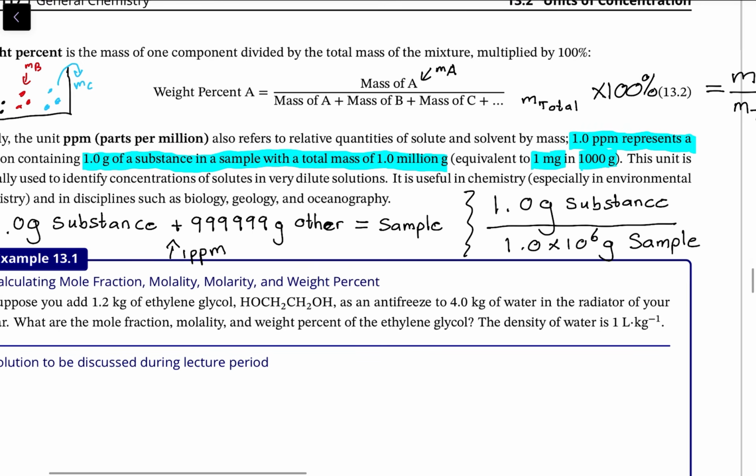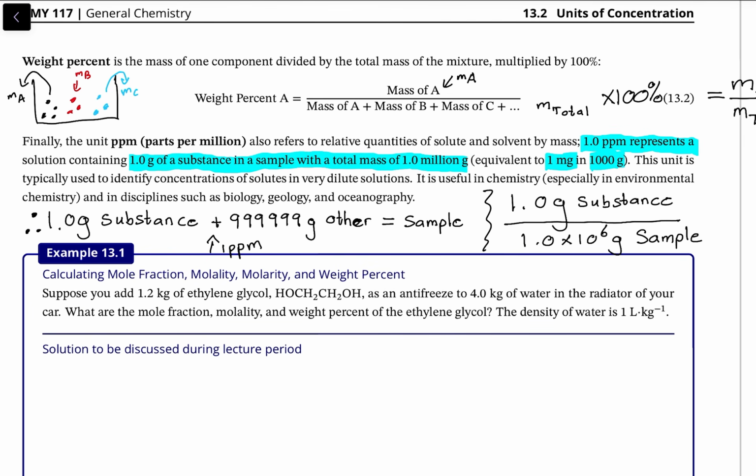And you can get other types of units of this as well. Instead of parts per million, you can get parts per billion, and you can also get parts per trillion. Billion is 10 to the power 9, and trillion is 10 to the power 12. So in other words, the sample mass just becomes 10 to the power 9 grams, and for trillion, 10 to the power 12 grams. But every time it remains the same.